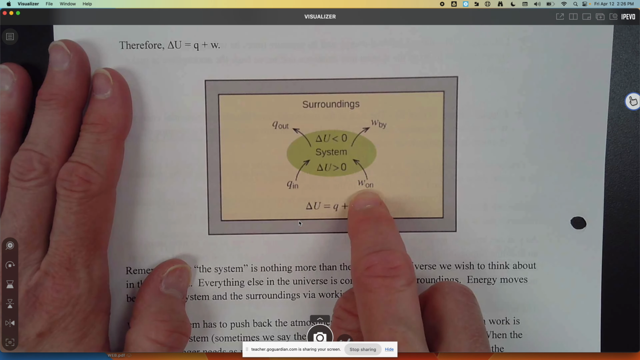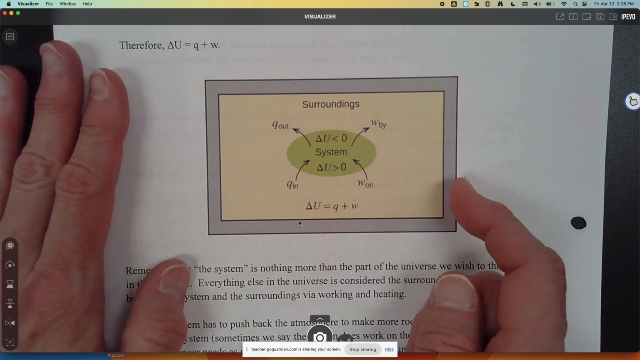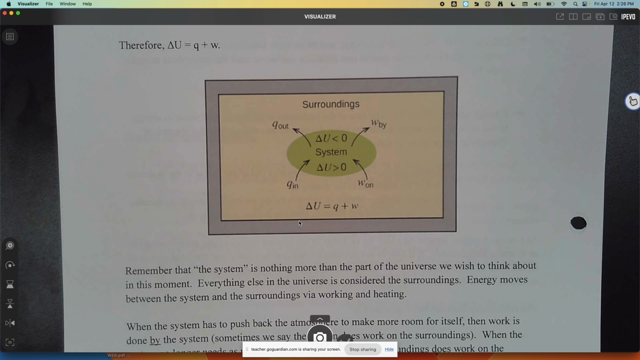If working is done on the system, the surroundings is squeezing the system and essentially giving it more internal energy. Imagine like taking a balloon and squishing it in. You're giving it energy because as soon as you let go, it's going to go poof, and go back to its normal size again.